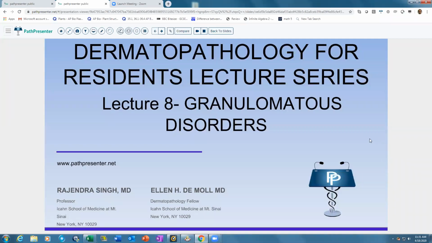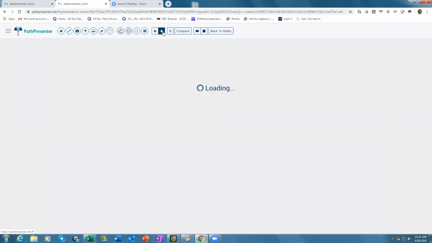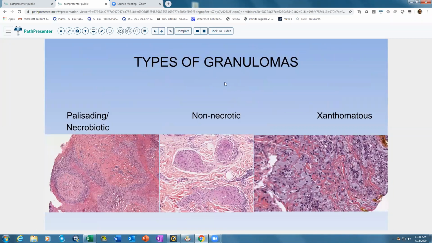So hi guys, today we are going to start with lecture 8, which is granulomatous disorders in the series dermatopathology for residents. So when we talk about granulomatous disorders, there are multiple different approaches that you can take. But to keep it very simple, we are going to start off with the palisading granulomas, then talk about the non-necrotic or sarcoidal type of granulomas, and then finally close it with the xanthomatous lesions.